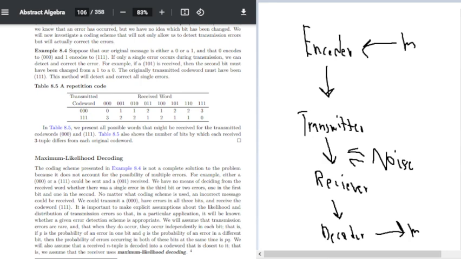Table 8.5 is an example of the repetition code. So the code word we try to submit is 000 or 111. We present all possible words that might be received for the transmitted code words. Table 8.5 shows the number of bits by which the received 3-tuples differ from the original code word.